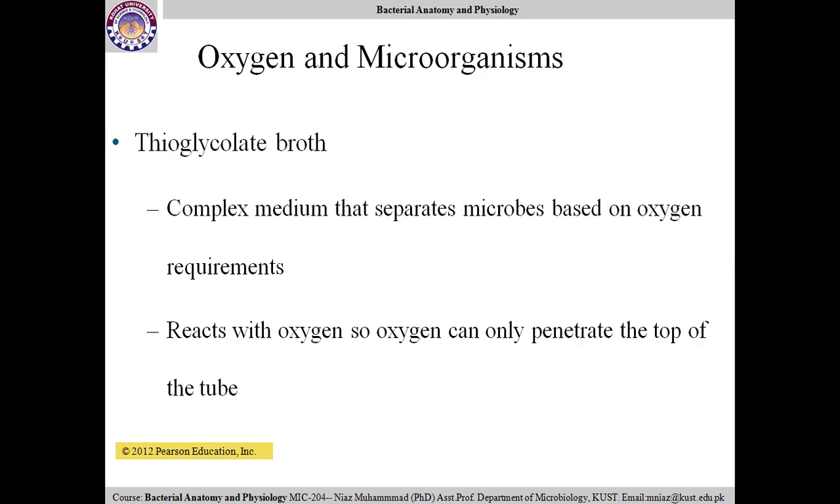This thioglycolate reacts with oxygen, so oxygen can only penetrate the top of the tube. So for the growth of anaerobic microorganisms, we can use thioglycolate broth. It is a complex medium that separates the microorganisms on the basis of oxygen. Microorganisms which require oxygen will grow on top of the medium. Microorganisms that require a little amount of oxygen will grow beneath the surface, because thioglycolate reacts with oxygen and reduces its concentration.